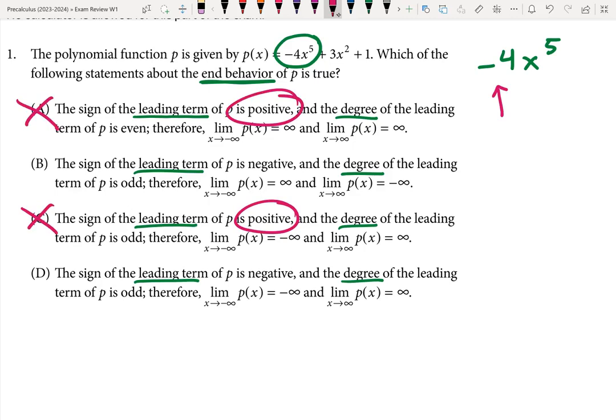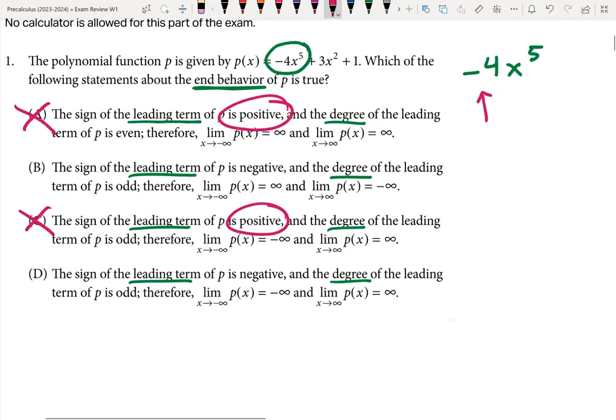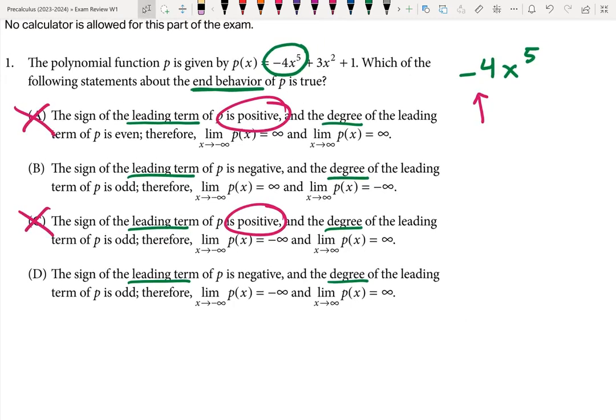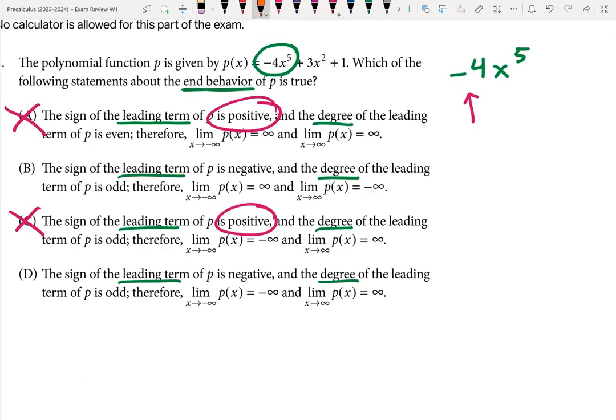The leading term is negative. So again, even if you didn't understand how to find the end behavior, it doesn't mean there's nothing you can do. You can always find parts that you can do. Read through the problem, read through the answer choices, see what you can do. Next thing is to look at the degree. What is our degree? Even or odd?